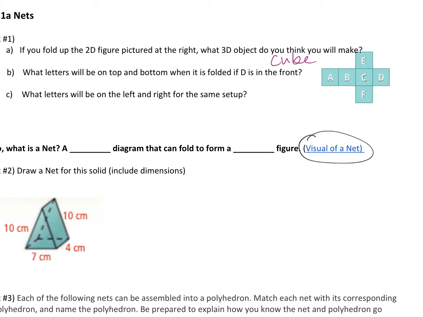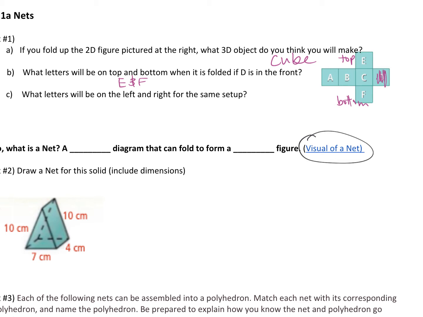So take a look at this one. What letters will be on top and bottom if D is the front of your cube? So if this is my front and I fold it all up, what letters are your top and bottom? Not A and C, E and F, right? So if I fold it up, C is going to go to the side, B is going to go across from it, right? We're going to wrap around this way, but then top and bottom would be the E and the F, okay? This would be your top. This would be your bottom, okay? So E and F are your top and bottom.